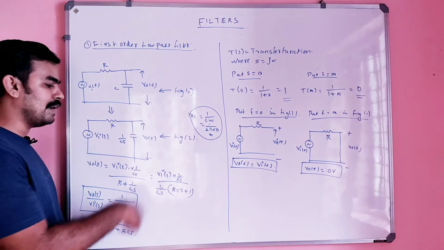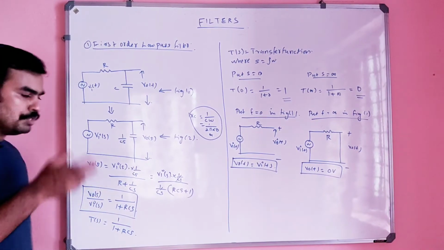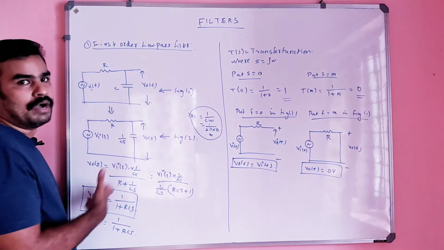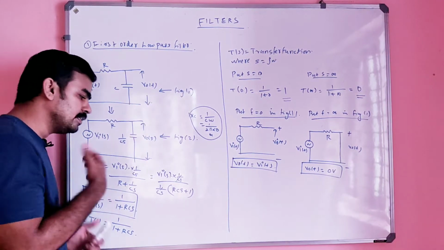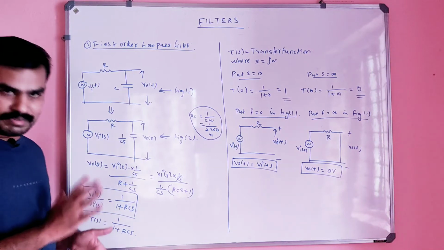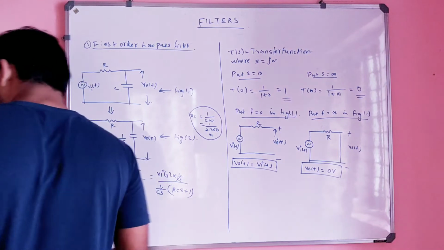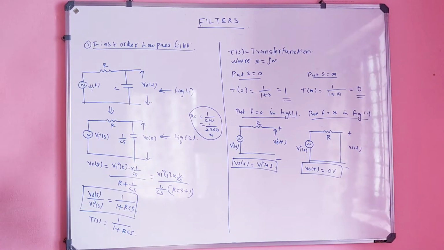You don't need to actually calculate for this transfer function also. But simply I did this because you have to understand both cases. Regarding the transfer function or regarding simply the time domain function, you have to understand both. That is why I did both. Okay, so that's all about the low pass filter.